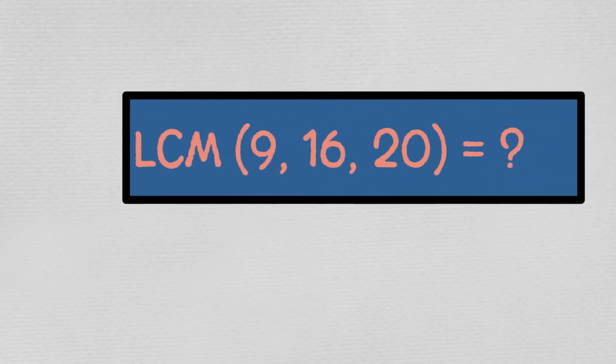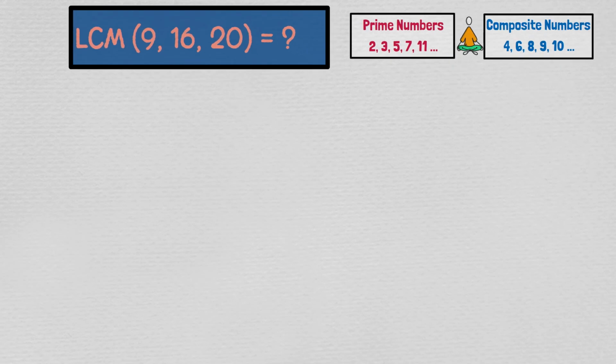Let's do one more example, including 3 numbers this time. What is the LCM of 9, 16, and 20? First, let's take 9 and break it into its prime factors. 9 is not divisible by 2. We try the next bigger prime number, 3. 9 divided by 3 equals 3. Great! The prime factorization of 9 is 9 equals 3 times 3.